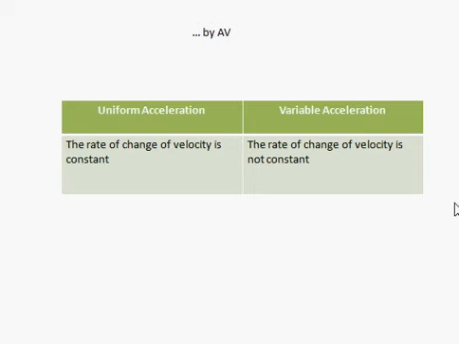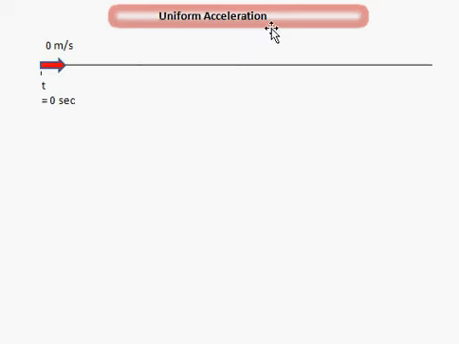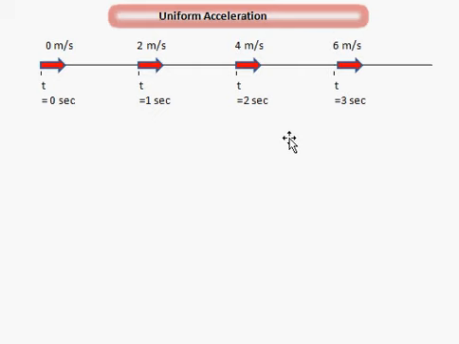Let us visualize it. First, let us take uniform acceleration. Just imagine a particle is here at time equal to 0 second, having a velocity of 0 meters per second. In 1 second, the particle acquires a velocity of 2 meters per second. At 2 seconds, the particle acquires a velocity of 4 meters per second. In 3 seconds, the velocity goes to 6 meters per second. And finally, in the 4th second, the velocity goes to 8 meters per second.